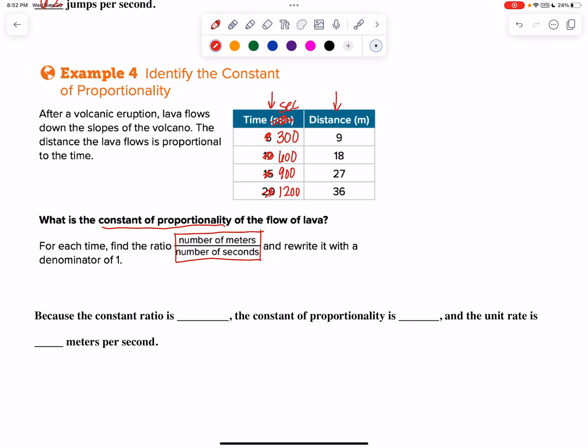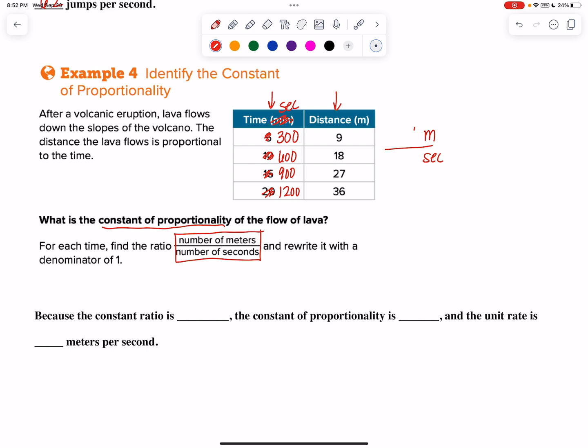Okay, so I need to find the constant of proportionality. How do I do that again? The same way I did the other times. Find the unit rate, and whatever that number is over 1, that's my constant of proportionality. That's my multiplier for each unit. Okay, so let's go ahead and solve that out. But remember, it has to go meters per second. So my top is meters, my bottom is seconds.